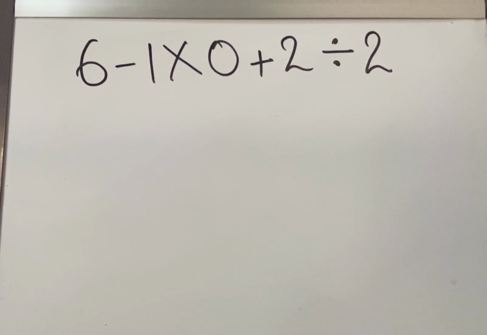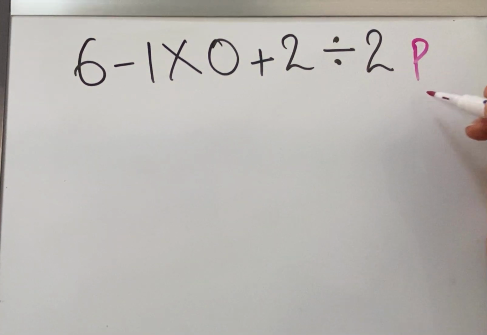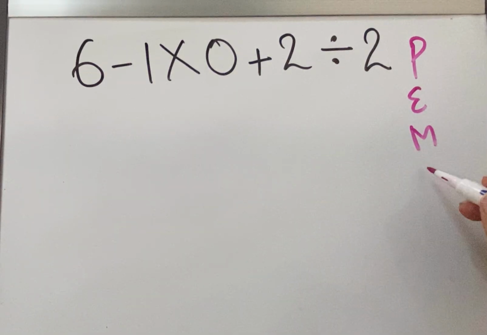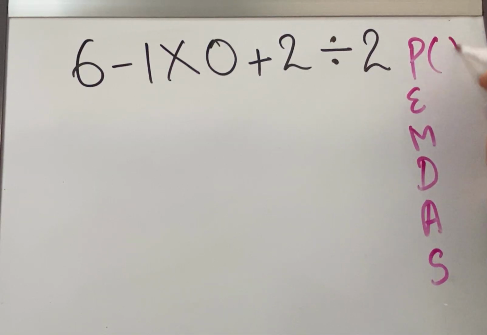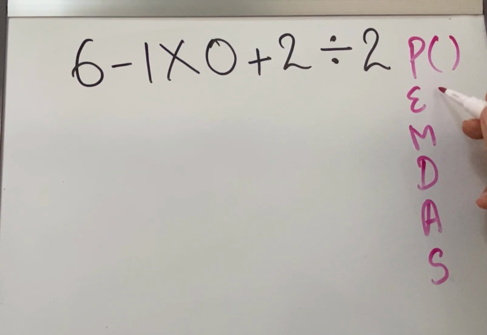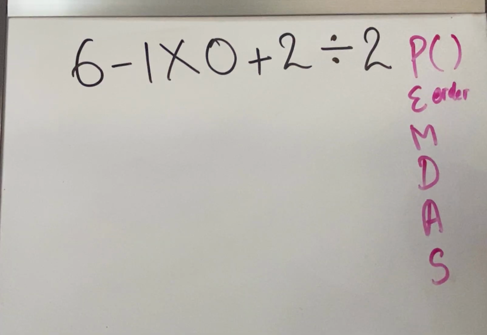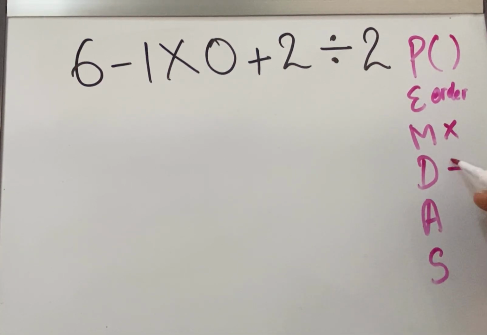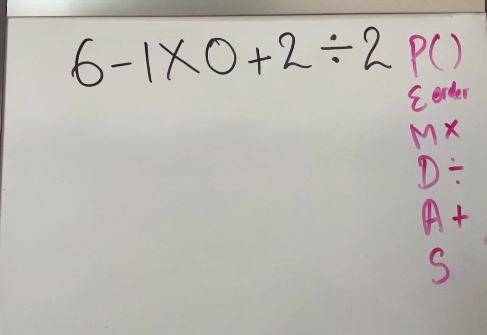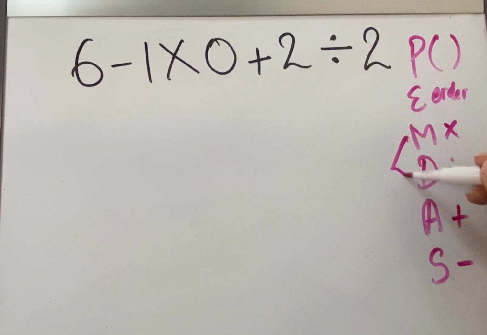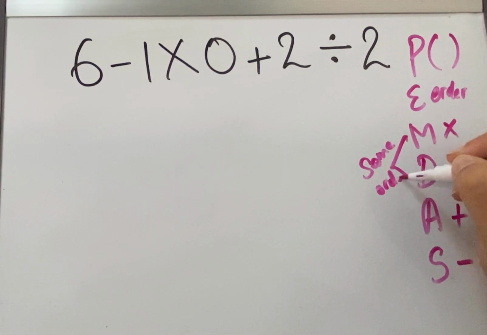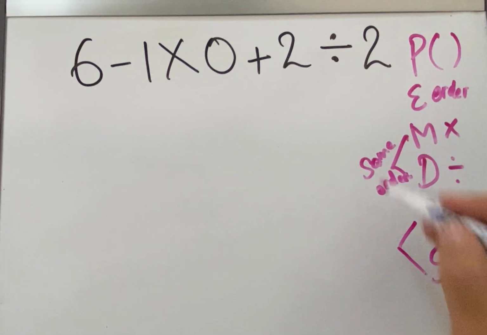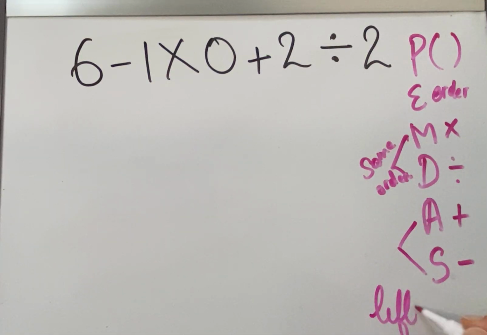Today we are going to solve this simplification problem together. Let's begin. Using PEMDAS, P is bracket, E is exponent, which is known as order, M is multiplication, D is division, A is addition, and S is subtraction. Multiplication and division are in same order. Addition and subtraction are also in same order, but from left to right.